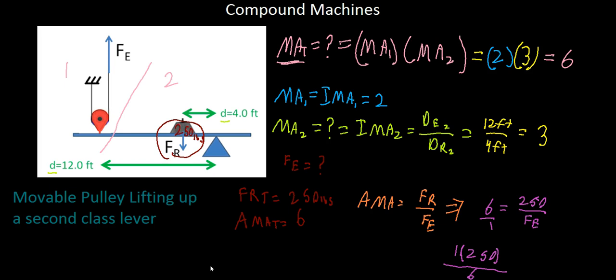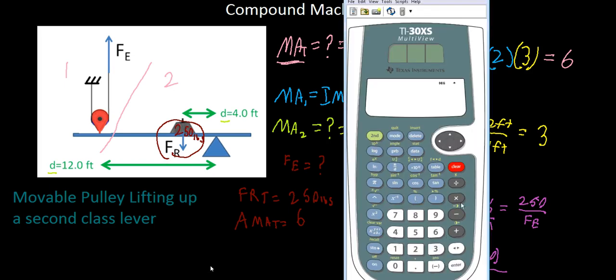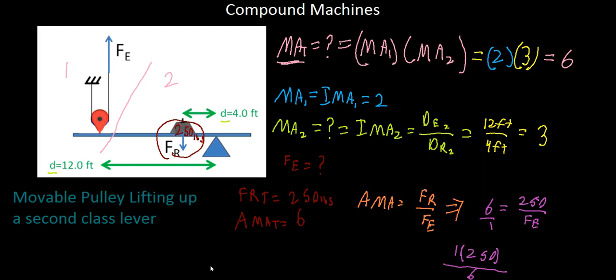And we'll pull up our handy-dandy calculator to figure that out. 1 times 250 is just 250. So 250 divided by 6, well, that would give us an effort force of about 41 2/3, or 41.67 equals total FE.